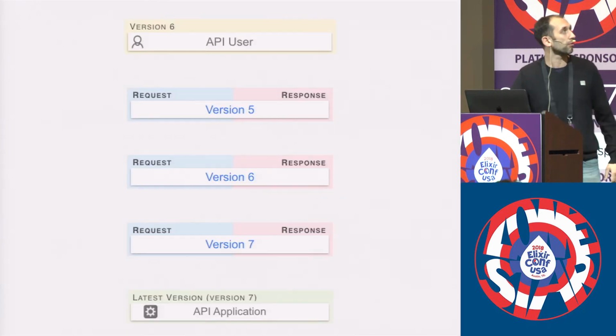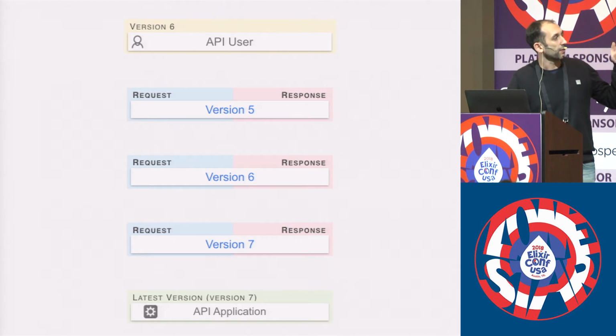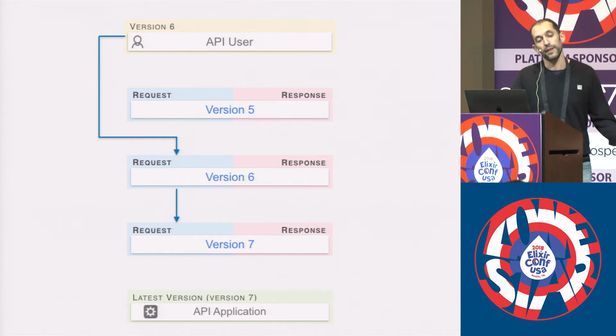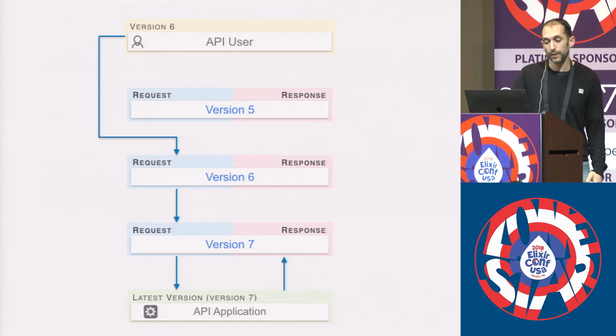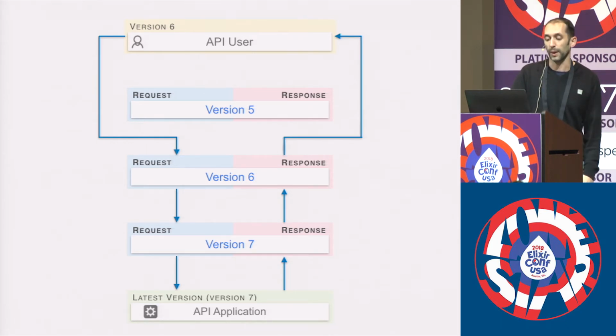OK, so let's take a look at a request being made. So we have a user, and they're on version 6. And we have the API application running on version 7. And we have some version transformation layers for version 5, 6, and 7. So a user makes a request, comes in at version 6, because that's the version they're running on. That request is then transformed from version 6 to version 7, comes into our API application, running at the latest version. It's returned in the latest version. That is then transformed back from version 7 to version 6 and comes back to the user.